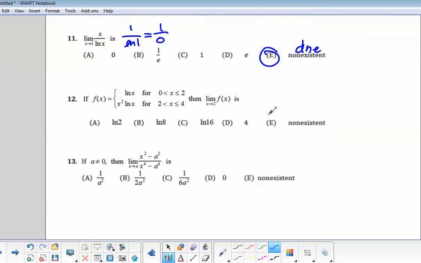All right, number 12 is another piecewise function, and we're trying to find the limit as x approaches 2. So this is going to be less than 2. This is the left side, and this is greater than 2. This is the right side.